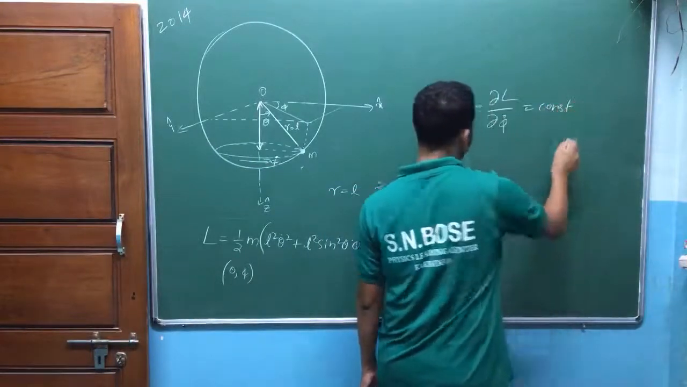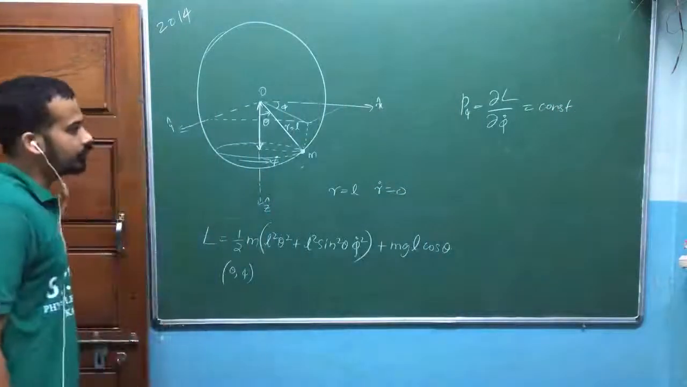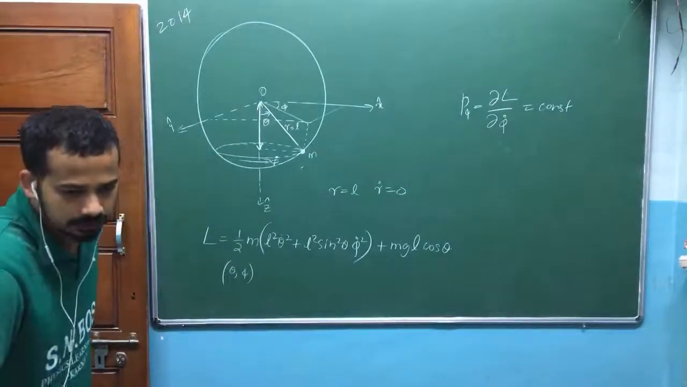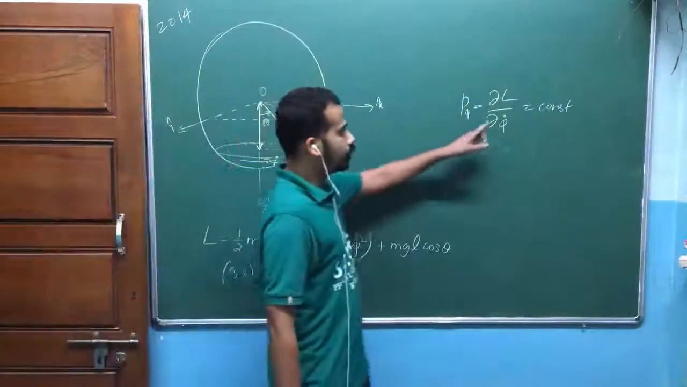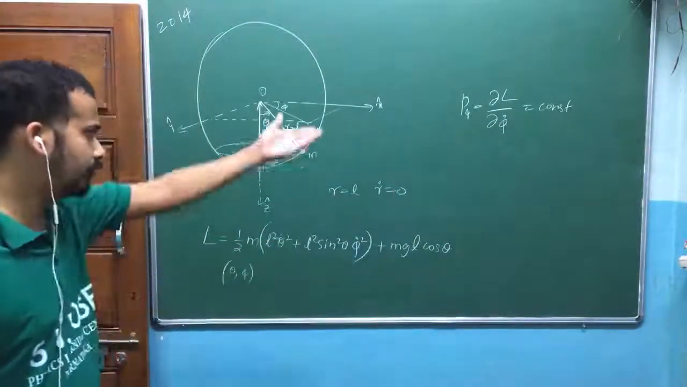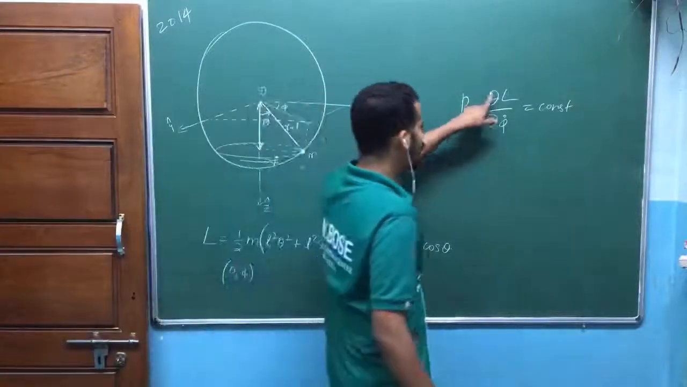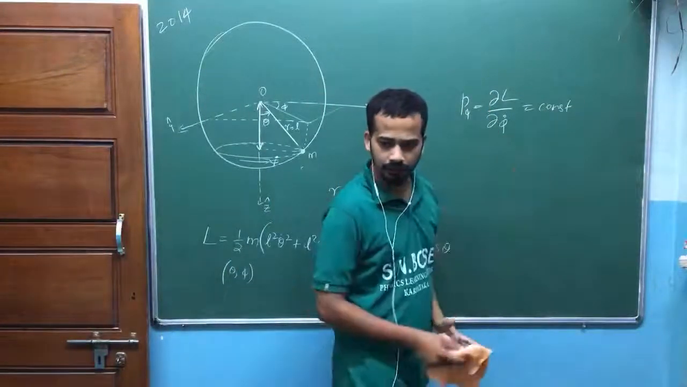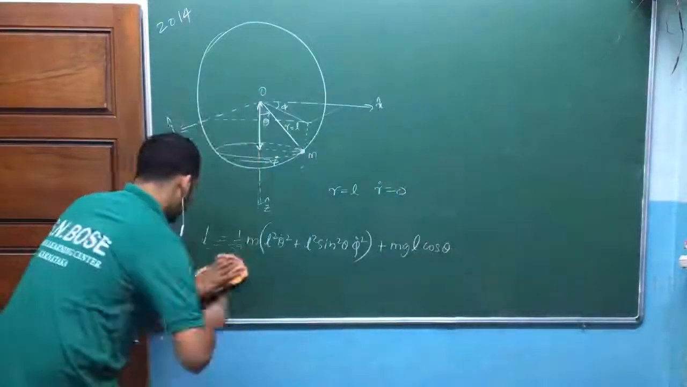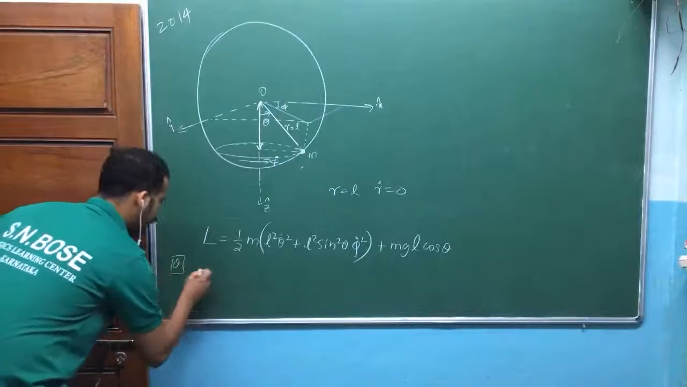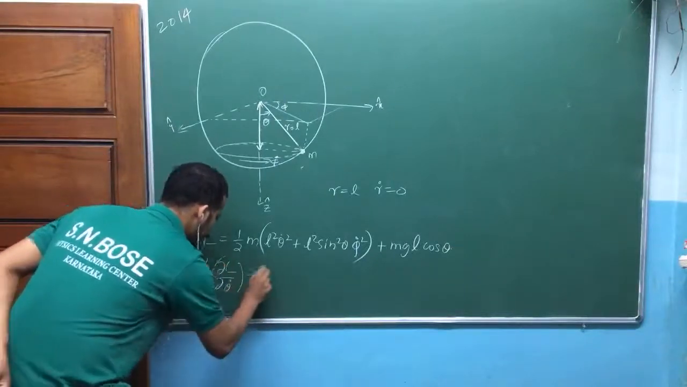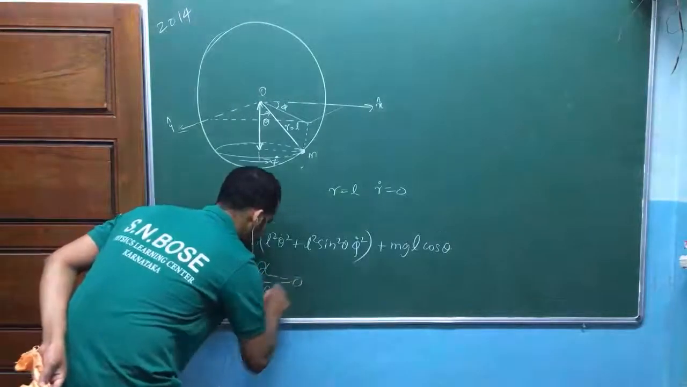I hope you have seen this generalized definition of the conservation law. If any coordinate is cyclic, the momentum conjugate to that coordinate is conserved. That is also one of the equations of motion. You will get dou L by dou phi dot equal to constant as one of the equations of motion. Now if I go for the generalized coordinate theta, d by dt of dou L by dou theta dot minus dou L by dou theta is equal to 0.